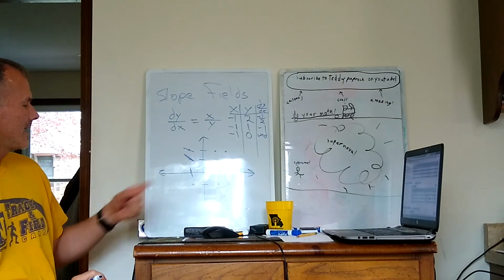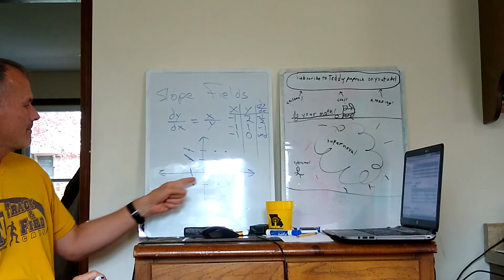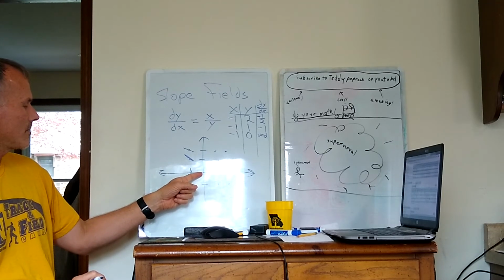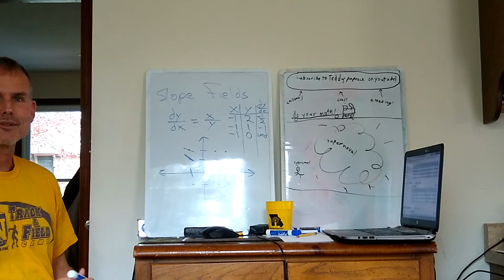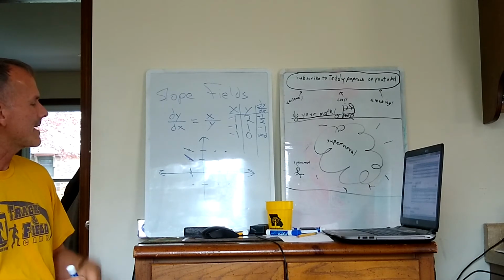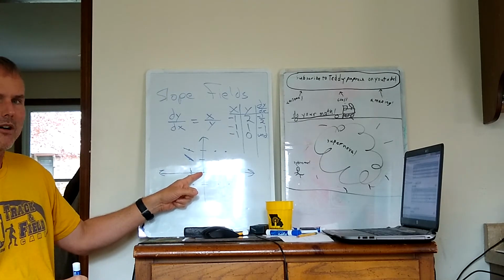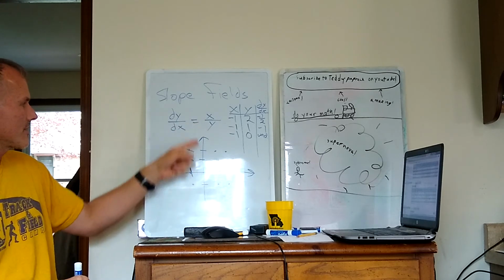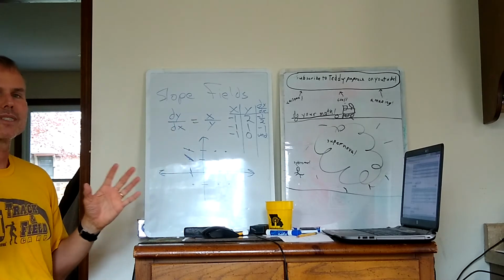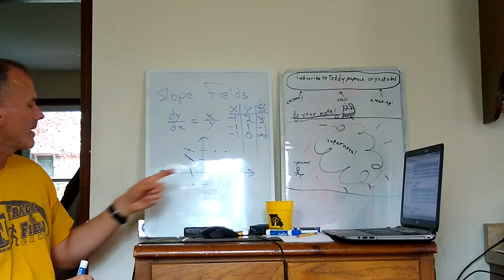And then I can come over here at 0, 0. 0 over 0 is indeterminate, so I'm not going to be able to put a slope segment at all there, at 0, 0, because I'll get 0 over 0. So I'm going to completely ignore that point on the graph.